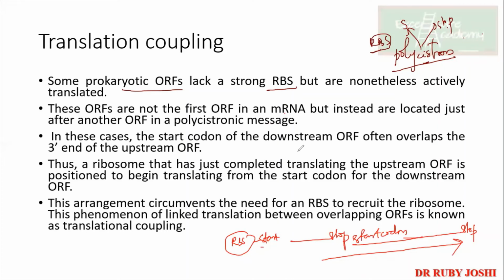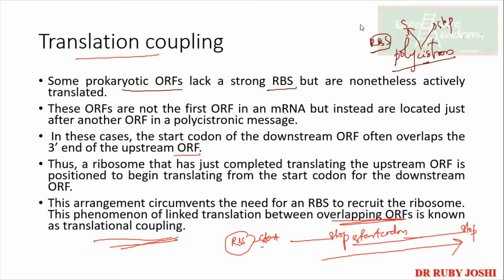So in these cases, the start codon of the downstream ORF often overlaps with the 3' end of the upstream ORF. Thus, a ribosome that has just completed the translation of the upstream ORF is now positioned to begin translating the start codon of the downstream ORF. So in this way, it is just doing the continuation, and because of these overlapping ORFs, it is known as translation coupling. Okay, the concept of translation coupling is clear, all of you?